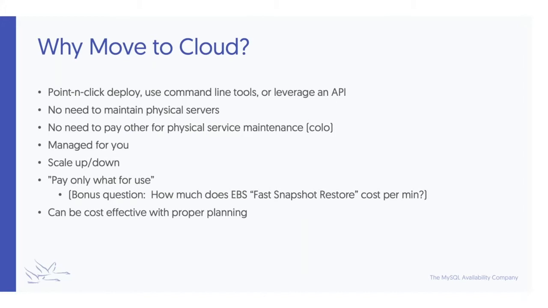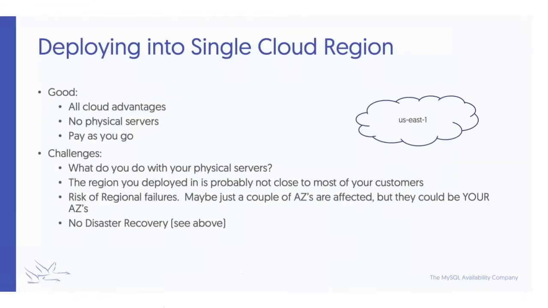So let's look at how we would get into the cloud, right? Let's say we deploy into a single cloud region, right? So each cloud provider has several regions, maybe US East, US West, maybe several in South America. But you pick a region and you deploy your application. So what's good about that? Well, you're getting all the advantages that we just talked about on the previous slide, right? You've got point and click, you can do automations and scale up or scale down your workloads.